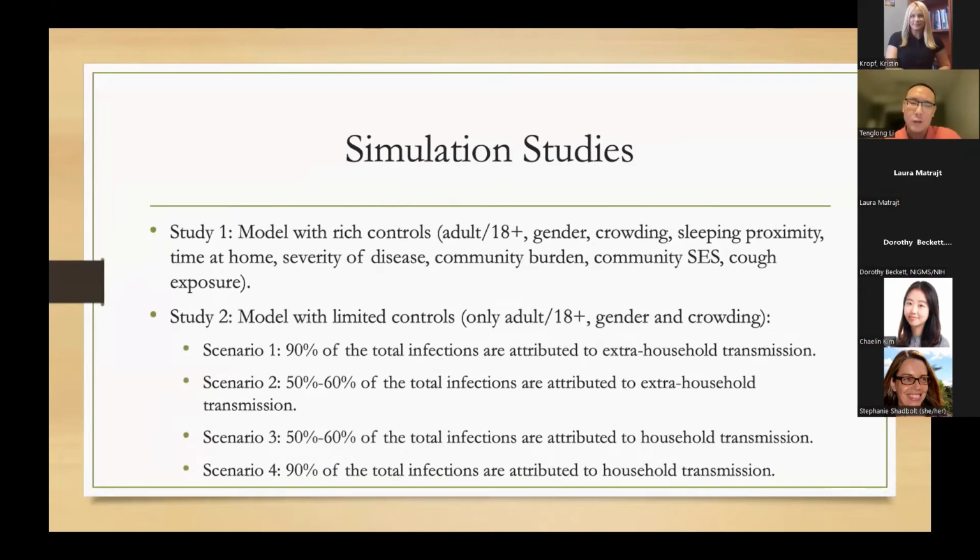So we do 2 simulation studies. In the first study, we have a model with rich controls, with a bunch of variables we think are really powerful predictors of transmission. In the second one, we have a model with very limited controls, only 3 variables: age, gender and crowding. And we have different scenarios to reflect what may happen in various kinds of regions around the world.